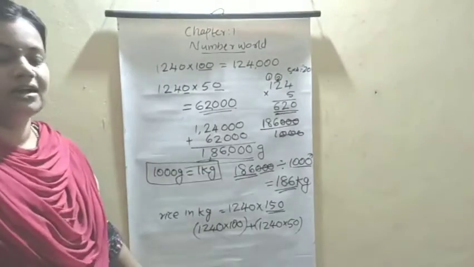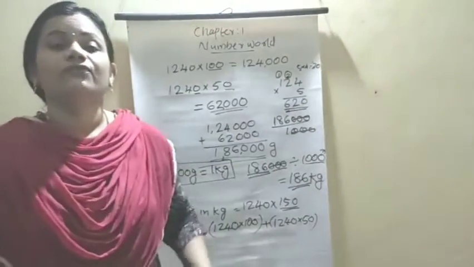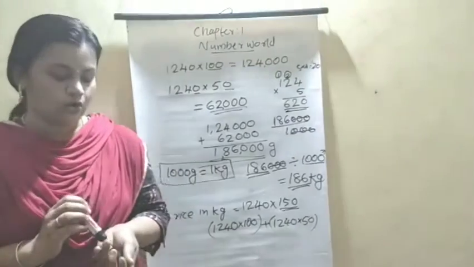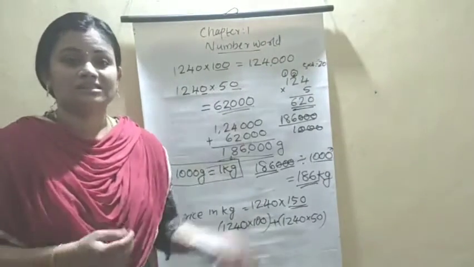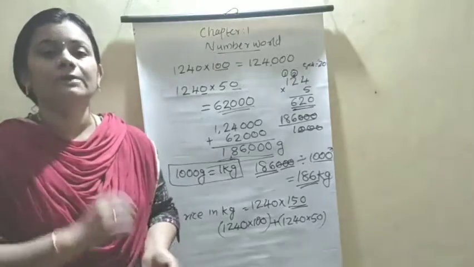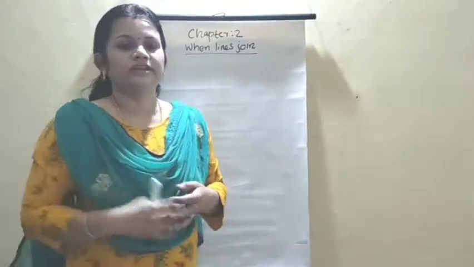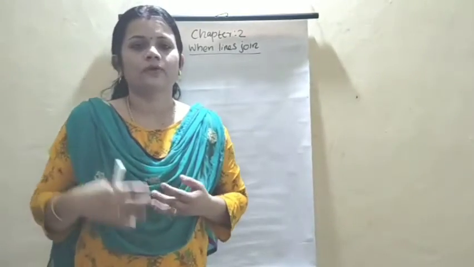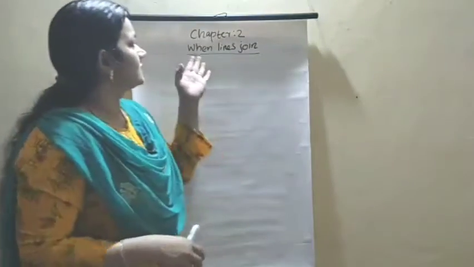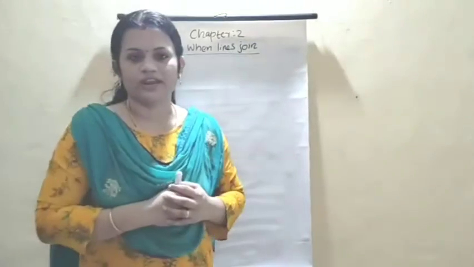Understood this? So children, we have finished our first chapter. If you have any doubt, you can ask in the Google Meet time. Now we are going to start our second chapter. Chapter 2, When Lines Join.